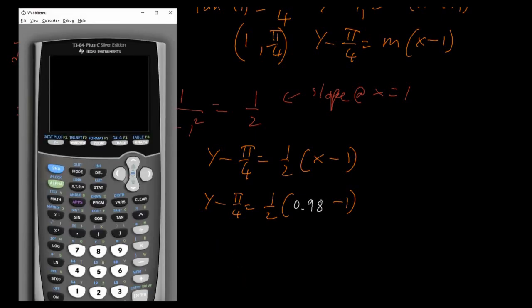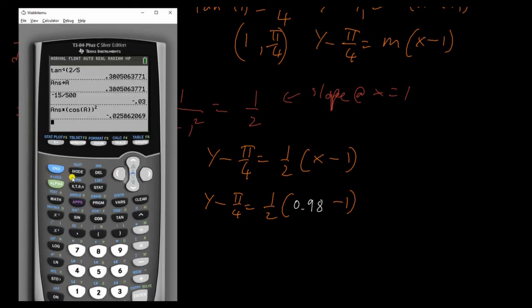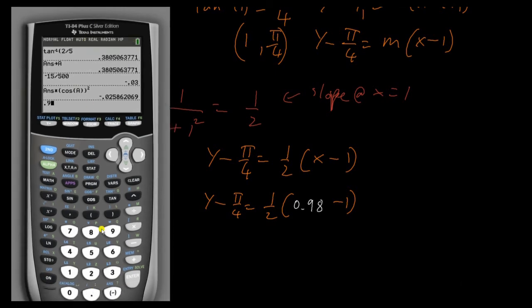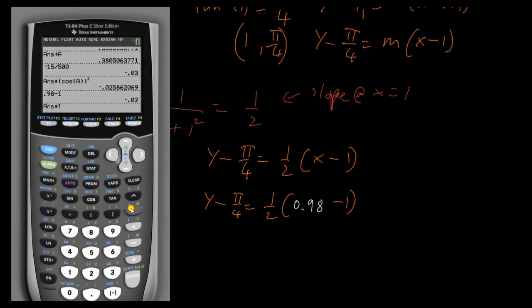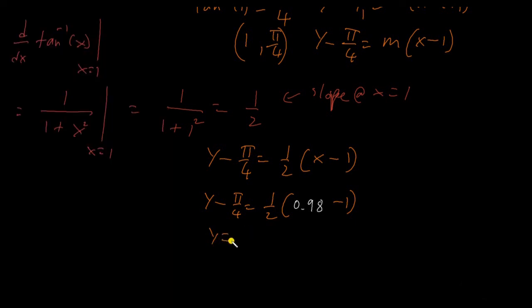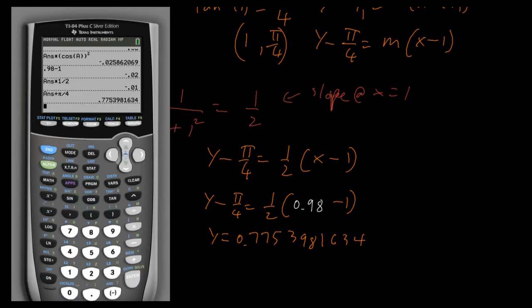So if I pull up my calculator here, we're going to have 0.98 minus 1, times 1/2, plus pi over 4. And that gets me my approximation of y equals 0.775398163. Let's check. Yeah. And then what we can do now is compare this to the actual value of the inverse tangent of 0.98, and see how close we were.